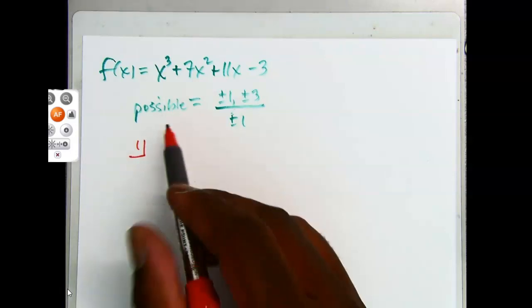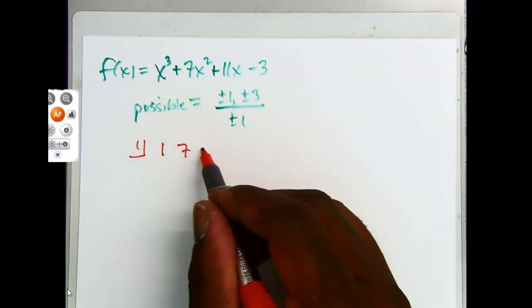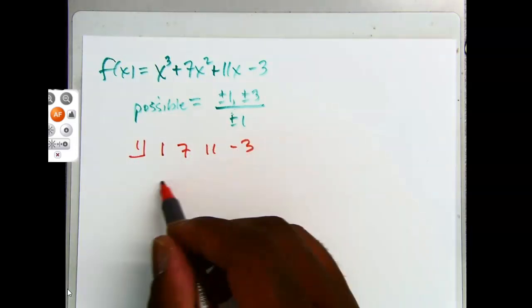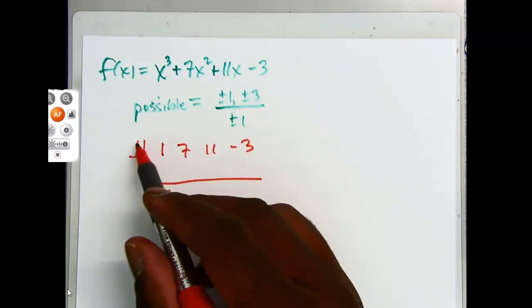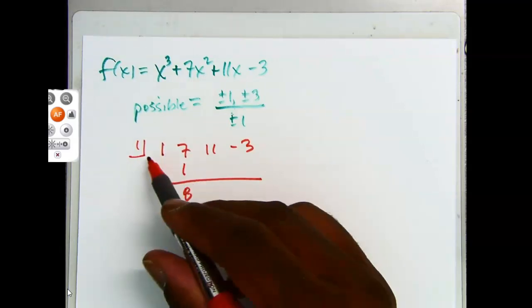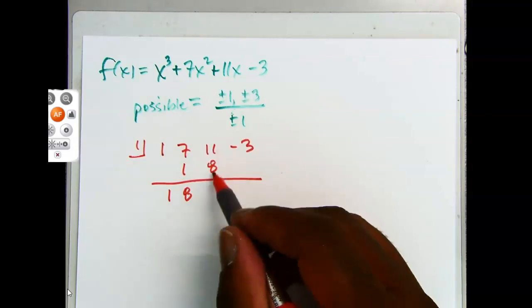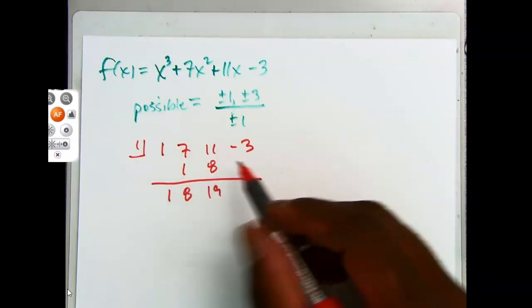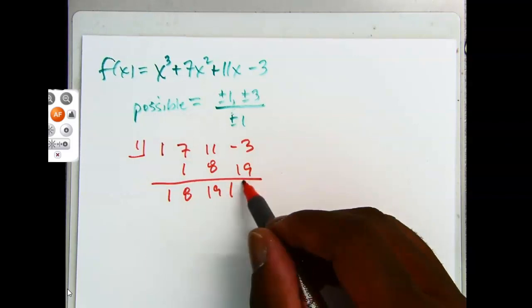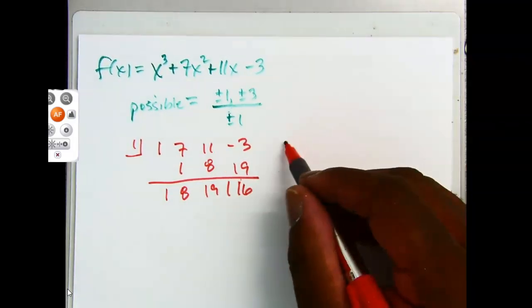So if we test out the 1, then our coefficients are 1, 7, 11, negative 3. Bring down the 1. 1 times 1 is 1. 7 plus 1 is 8. 1 times 8 is 8. 11 plus 8 is 19. 1 times 19 is 19. And we are not going to get a 0 there. So 1 didn't work. So let's try negative 1.